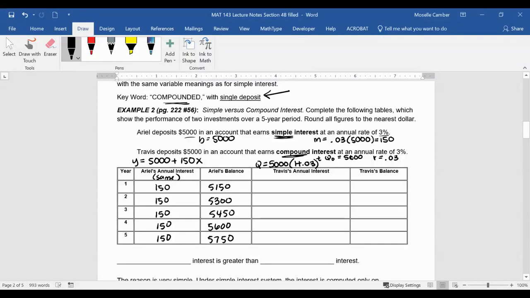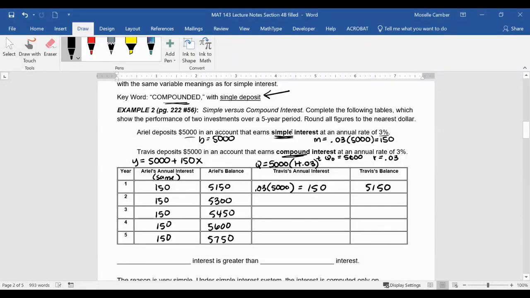So we can use that to fill in Travis's balance, but we can also look at figuring out what his annual interest is. The annual interest is always going to be 3% of whatever it was before. So for the first year, it's going to be 3% of the 5,000 that he first put in, which is going to be 150. So that first year, he gets the same amount. Now this interest gets added to his balance, so that becomes 5,150.